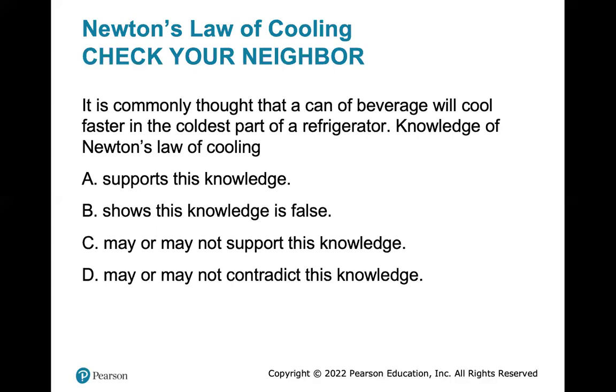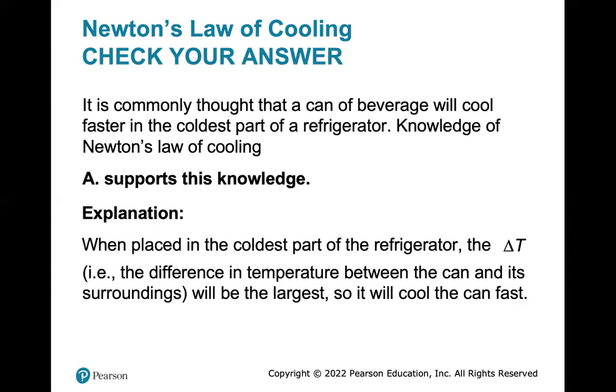Well, we've just discussed that the rate of cooling is dependent on delta T, so it supports this knowledge. When placed in the coldest part of the refrigerator, the delta T, that is the difference in temperature between the can and the surroundings, will be the largest, so it will cool the can fast. I know for a fact that our refrigerator towards the bottom is much colder because sometimes things that are down there can freeze, even though it's just the refrigerator part. They can get frozen. So I know that the bottom part of my refrigerator is colder than the top part.